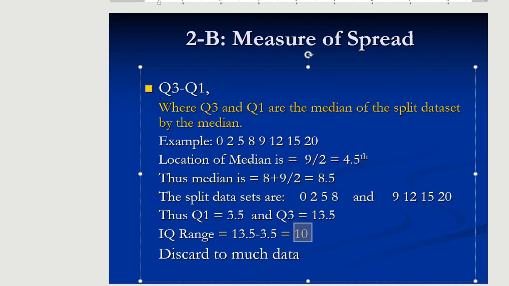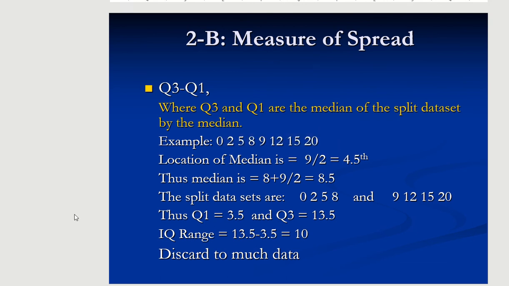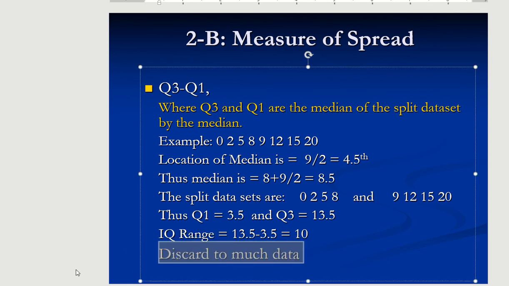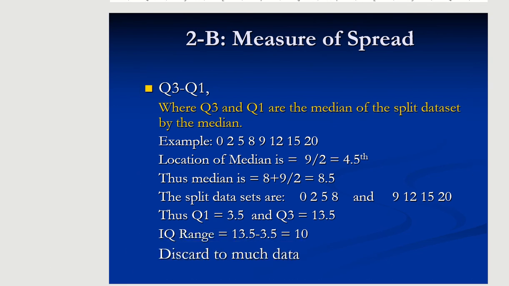Remember, the range of this data is maximum minus minimum, meaning 20 minus 0. The range is 20, meaning this data is spread over 20 points. The interquartile range is 10, meaning that the middle 50% of the data is spread over 10 points. The problem with the IQR is that it discards too much data. Hence, what should we do?